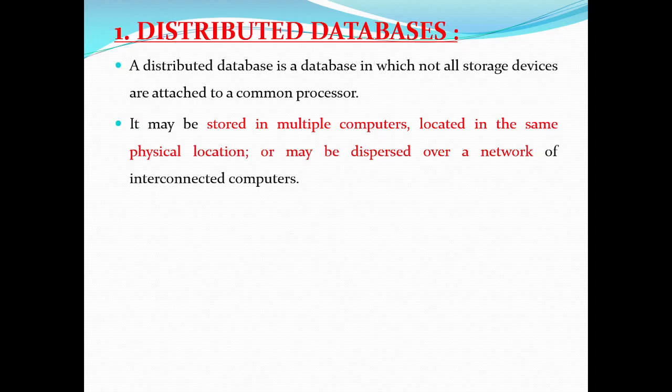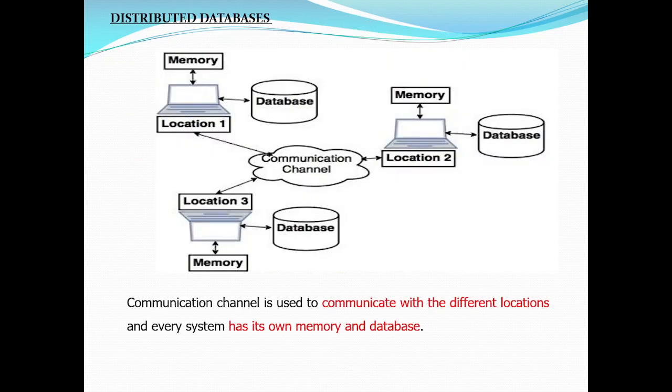What is a distributed database? It is a database in which not all storage devices are attached to a common processor. It may be stored in multiple computers located in the same physical location or may be dispersed over a network of interconnected computers. Let us see the architecture diagram.